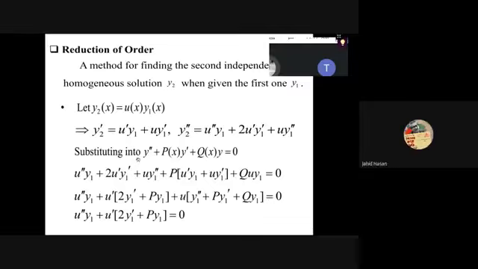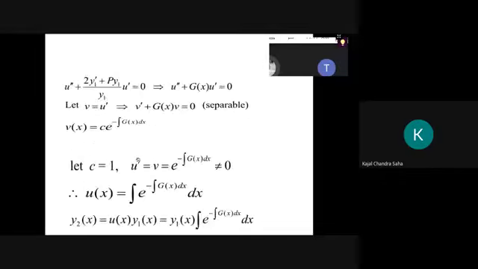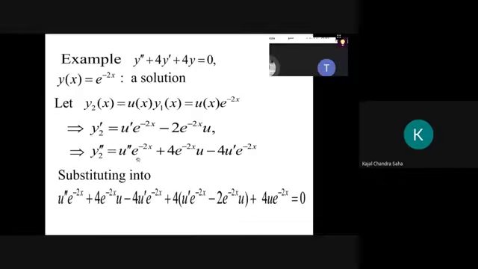Okay sir. Now an example we want to read: y double prime plus 4y prime plus 4y equals 0. There is a given solution, considered as y1, and it is given as y of x equals e to the power minus 2x.